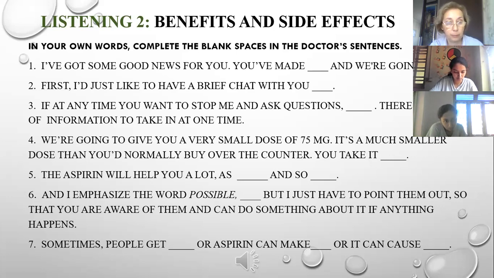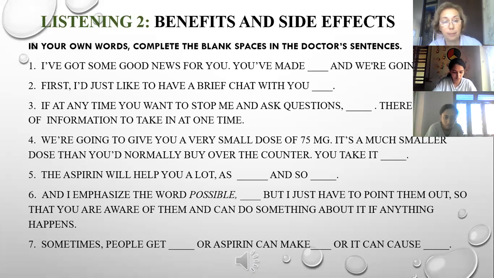We are going to give you a very small dose of 75 milligram. It's a much smaller dose than you would normally buy over the counter. You take it for free. Okay, take it for free. Okay, good, because the insurance covers it. Yes, possible. Okay, so Labib, please.